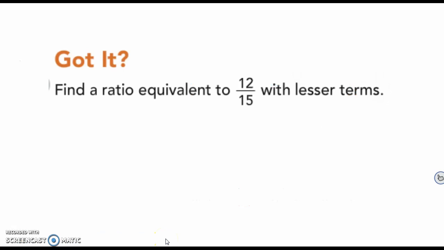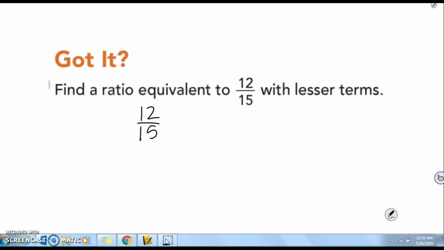Answer this question in your notes. Find a ratio equivalent to 12/15 with lesser terms. When you're finding a ratio equivalent with lesser terms, that means we're going to use division. We're going to find the greatest common factor of 12 and 15. As we know, the greatest common factor of 12 and 15 is 3. So we're going to divide both of these by 3 to write our equivalent ratio.